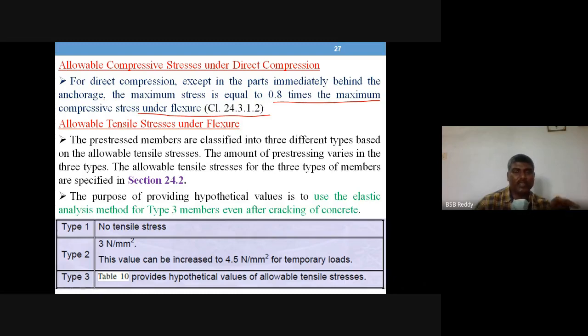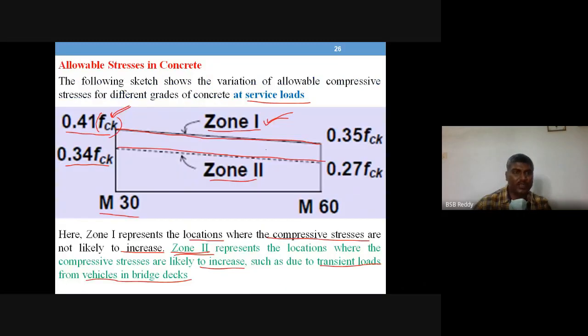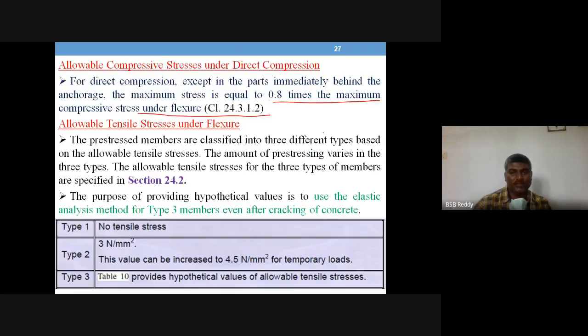Direct compressive stresses are again taken as 80% of those values, the flexural values. Means what? 80% of this value, 80% of this value, likewise, except in the end block, right?